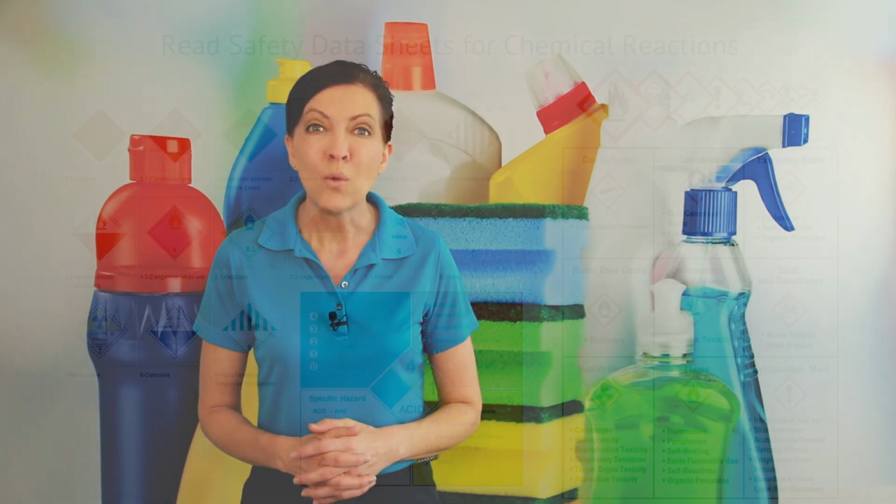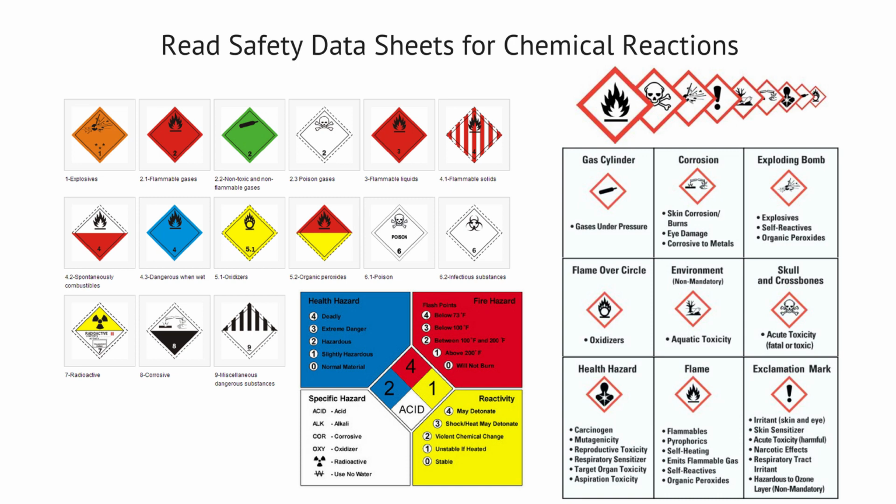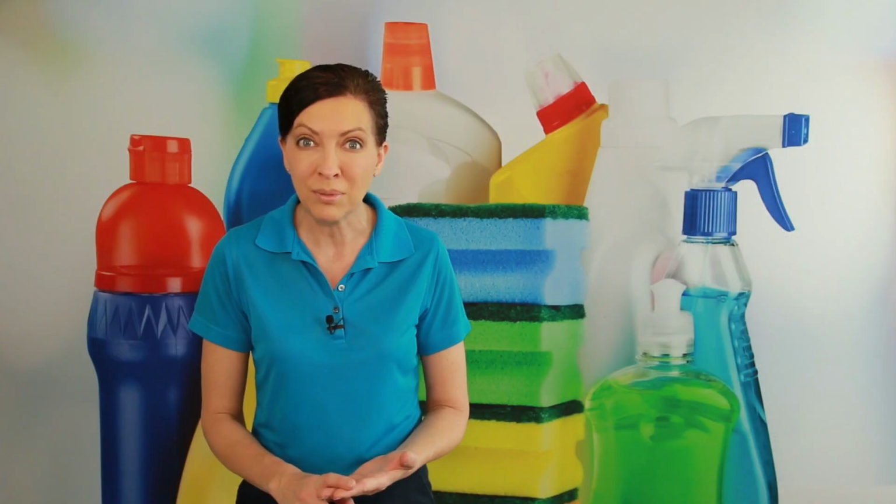Now today I'm going to tell you about safety data sheets. The safety data sheets are part of the Globally Harmonized System, which is mandatory for everybody who produces and manufactures and sells to the market a chemical product. So this would be your shampoo and your deodorant and your toothpaste and your cleaning supplies.